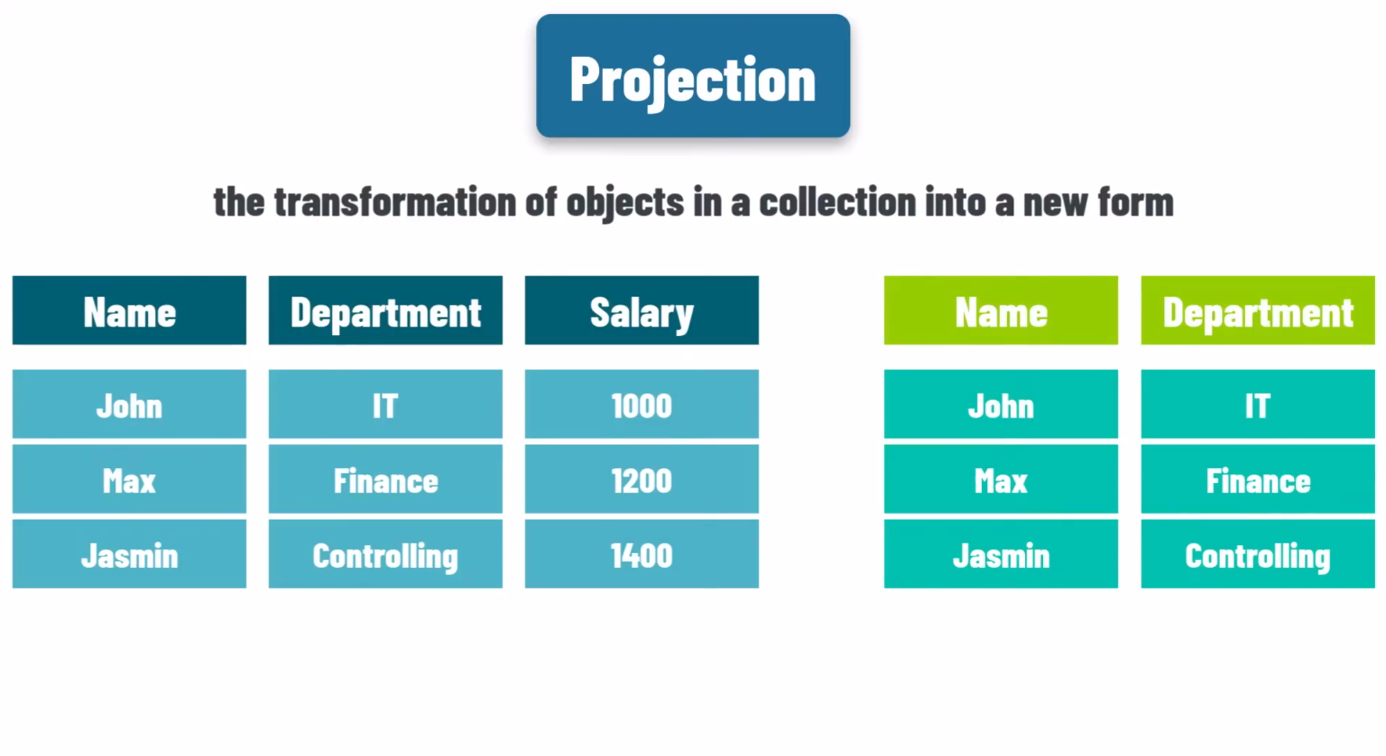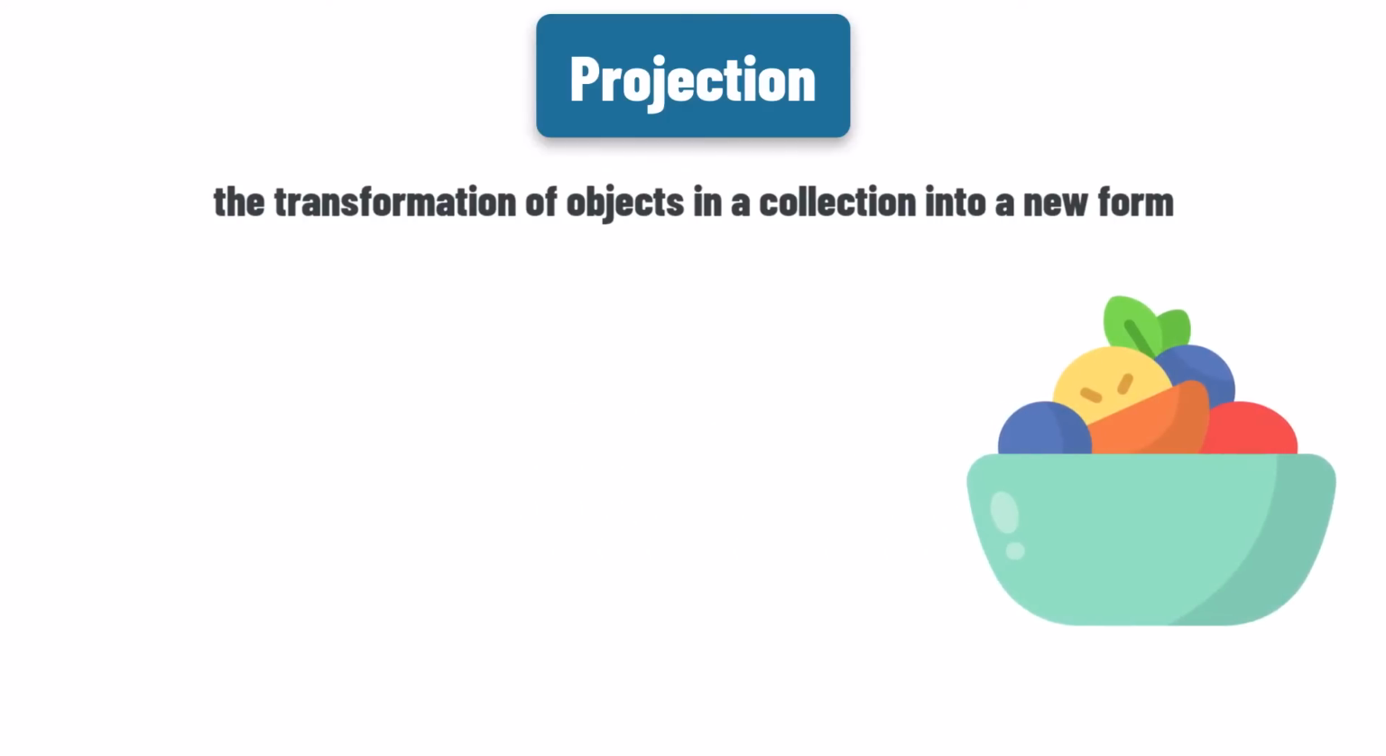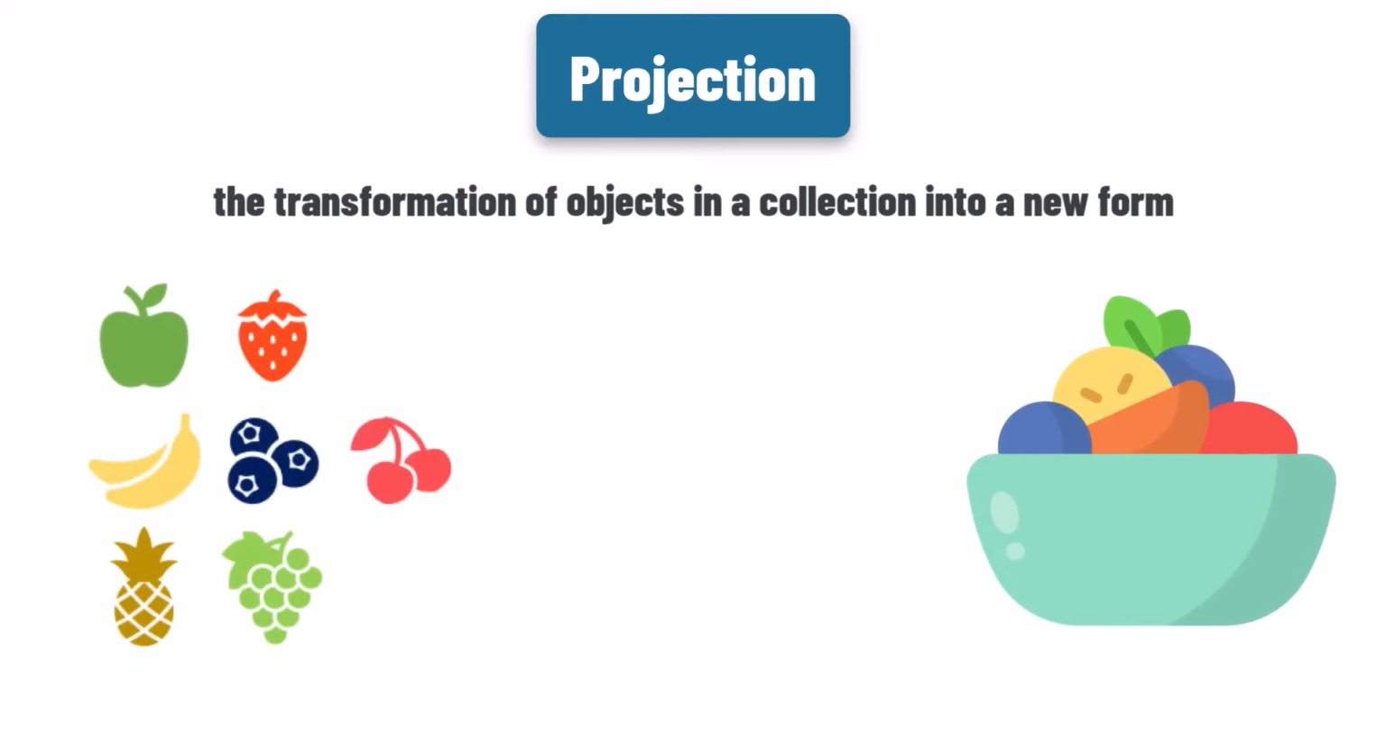This ability to shape data into a new form is incredibly powerful in LINQ. It allows us to tailor our data precisely to our needs, whether for display in a user interface, for further processing, or for generating reports. A simple analogy would be making a fruit salad. You start with whole fruits, the original collection, and you transform them into bite-sized pieces, the projected collection, to create a salad. In LINQ, projection lets you chop and mix your data to suit your requirements.